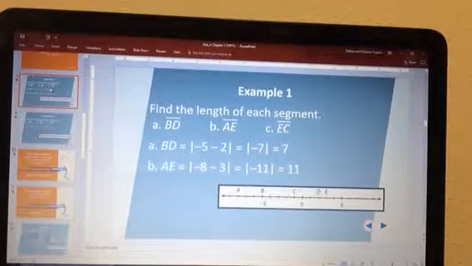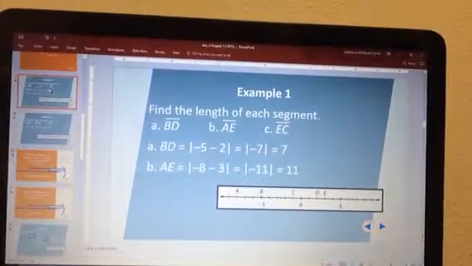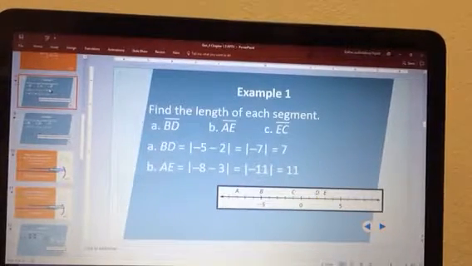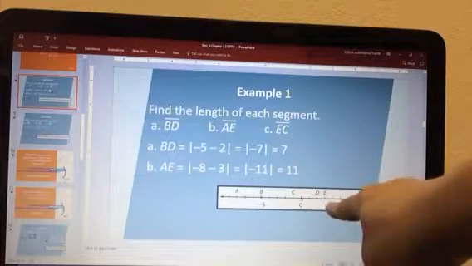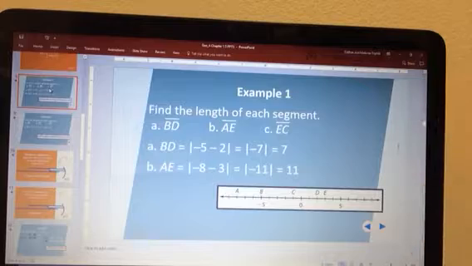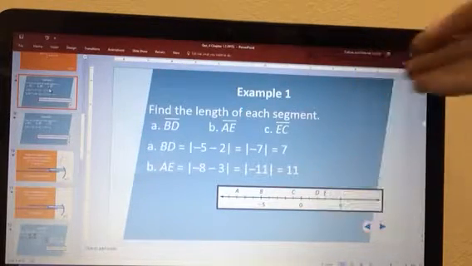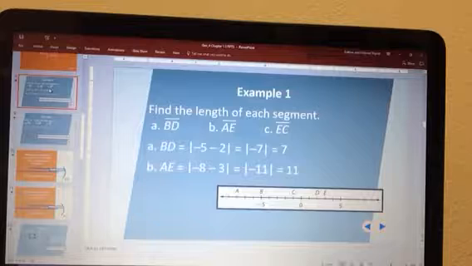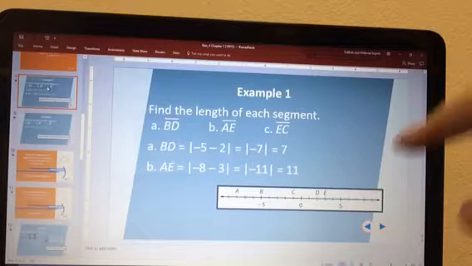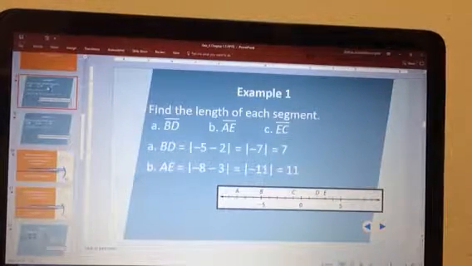Now, what if we were looking for the length of EC? E is at 2, C is at -1. I would say the absolute value of 2 minus -1, close the absolute value bars, 2 minus -1 becomes 3, and the absolute value of that is 3. Actually, E is at 3, so it should be 3 minus -1. The absolute value of that combination would be 4. 4 would be the length of line segment EC.